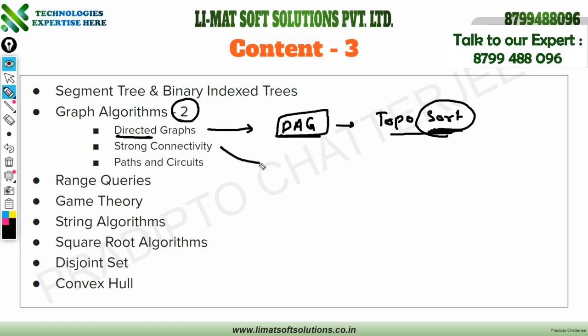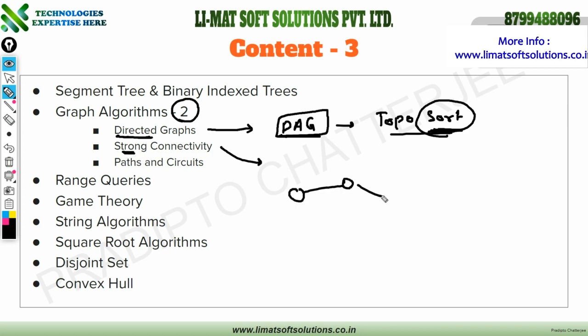Now, for strong connectivity, whether a graph is strongly connected or not. What do we mean by strong connectivity? Whether all the nodes are reachable from each other or not. You can see this particular graph. This is an undirected graph. That means there is no direction in the edges. So if the edges are directed, you can see I am having this kind of direction.